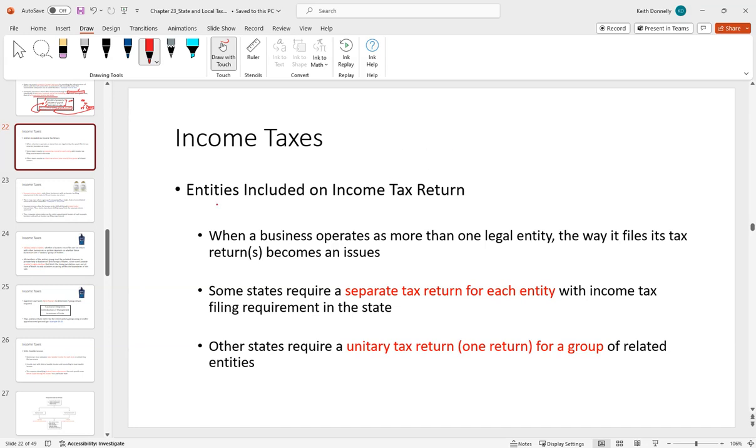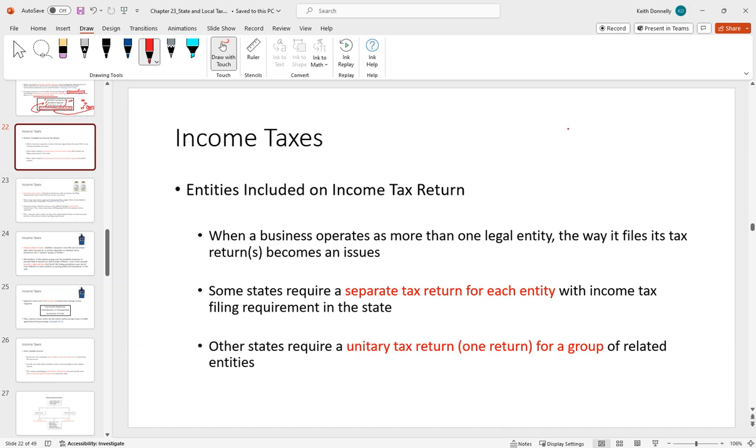So then the question becomes, entities included on the income tax return. When a business operates as more than one legal entity, the way it files its taxes becomes an issue. Some states require a separate tax return for each entity with income tax filing requirements, whereas other states require a unitary return, one return for a group of related entities.